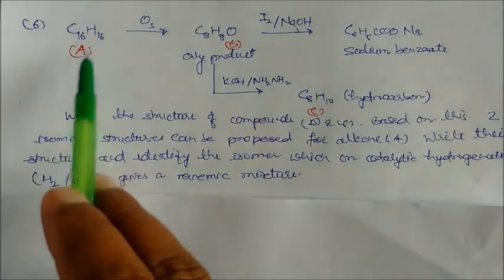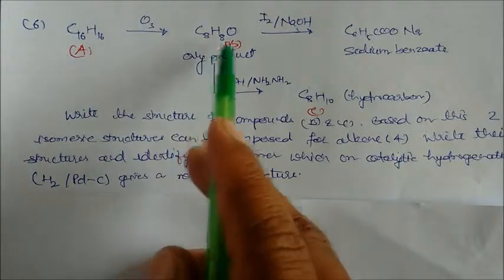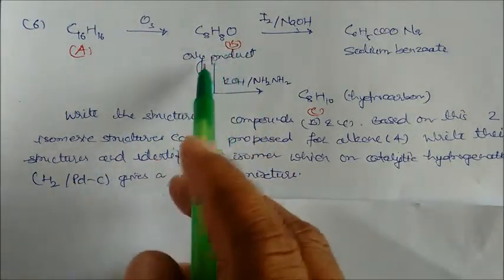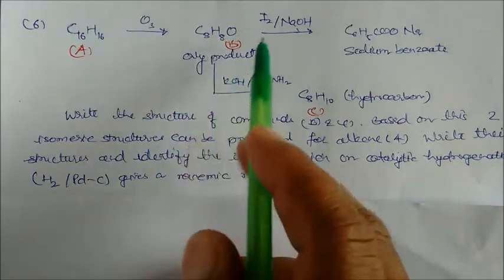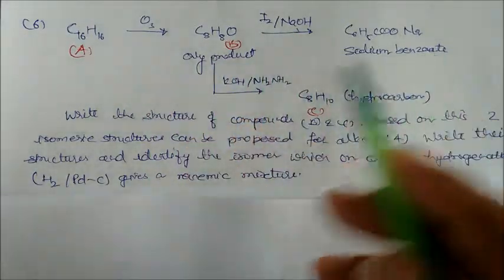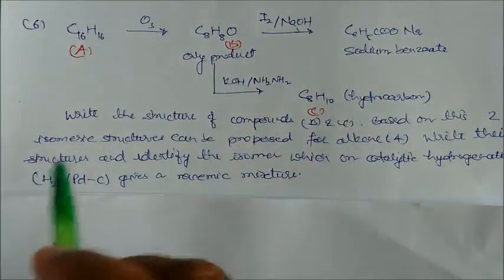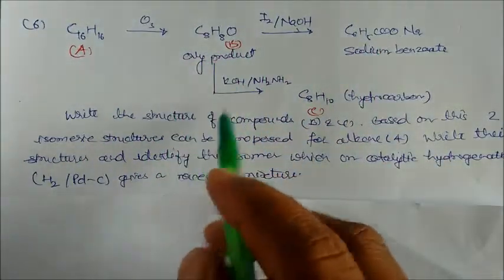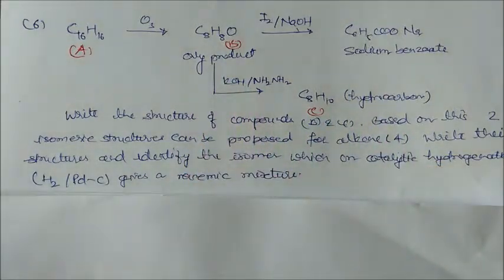So this is compound C16H16. On ozonolysis it will give you C8H8O. This is the B only product. So from ozonolysis we will get only one product. Again this product is undergoing the iodoform reaction, so we will get sodium benzoate. This could be a hint for these answers. And this only product is reacting with the Wolff-Kishner reagent, so we are getting a hydrocarbon. So this is a carbonyl compound, that is clear.